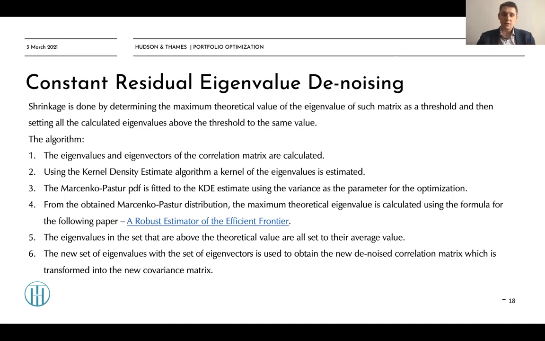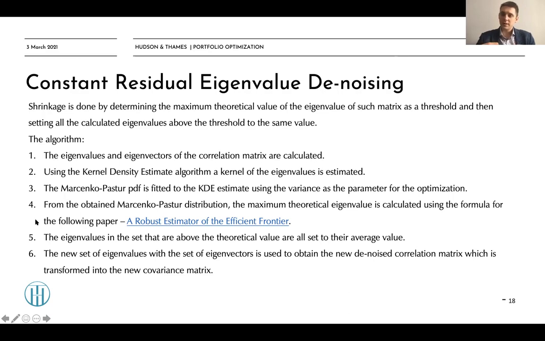After that, the Marchenko-Pastur PDF is fitted to the kernel density estimate using the variance as a parameter for the optimization. Marcos Lopez de Prado's original paper has shown that using the Marchenko-Pastur PDF is a great way to apply a probability density function on top of the eigenvalues from the covariance matrix. This type of distribution works extremely well in this type of problem. From this obtained distribution, the maximum theoretical eigenvalue is calculated using the formula from the paper.